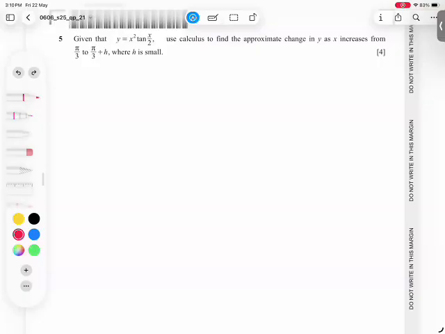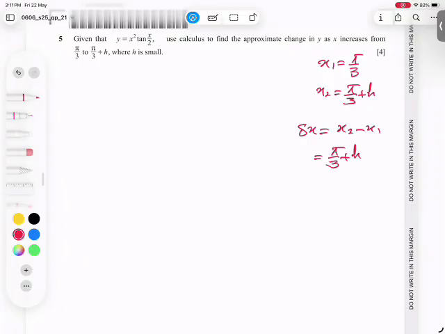Question number 5, students, we have to use calculation to find the approximate change in y when x increases from this to this. So the initial value is pi by 3, and the new value is pi by 3 plus h. And how to find delta x, students? Delta x is x2 minus x1. So pi by 3 plus h minus pi by 3. This cancels out. So this is the approximate value of x. So let's try to do the approximate value of y. How to do it, students?